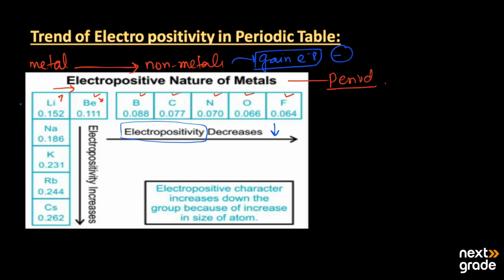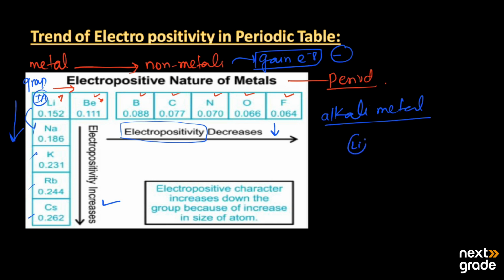On the other hand, in a group, going from top to bottom, after lithium we have sodium, then potassium, rubidium and cesium. This is group 1A, which is called the alkali metals. In alkali metals, when we move from top to bottom, the electropositive character increases. What is the reason behind this? When we draw the structure of lithium, it contains a total of 3 electrons: 2 electrons in the first shell and 1 electron in the last shell.